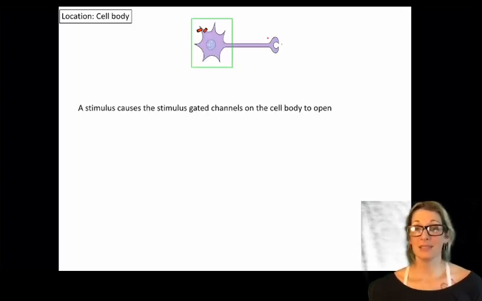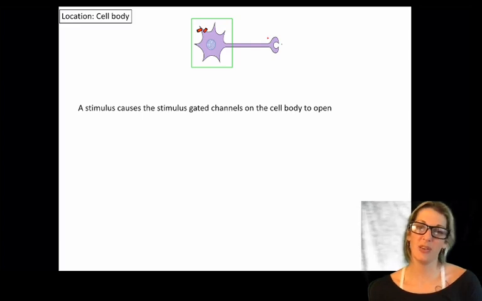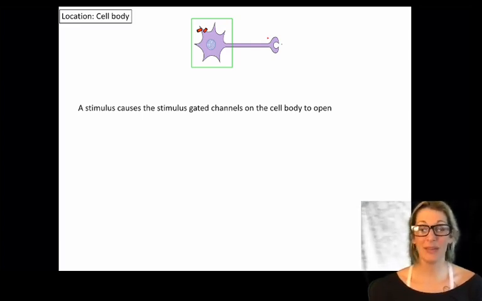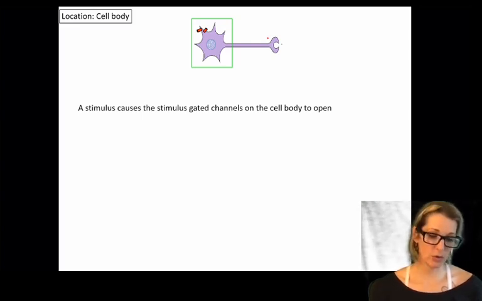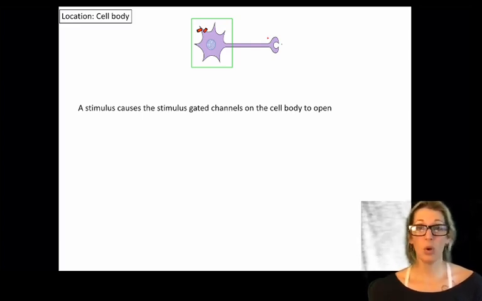So let's start. How do we get a neuron to fire? How do we get this electrical signal passed down the neuron? Well, we have to start at the cell body, because remember, the dendrites are what receive signals. So we have to receive a signal, and that signal comes in the form of some sort of stimulus. What that stimulus does is cause the stimulus-gated channels on the cell body to open. In this little picture, I've put these little red tube things to represent those stimulus-gated channels. So to start this whole shebang, we've got to start at the cell body.